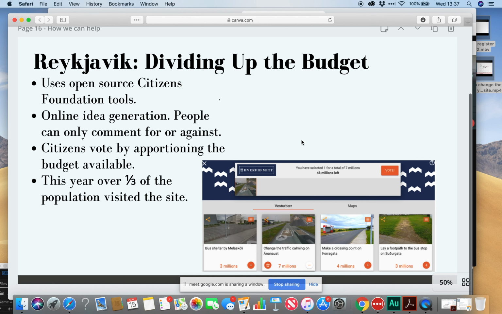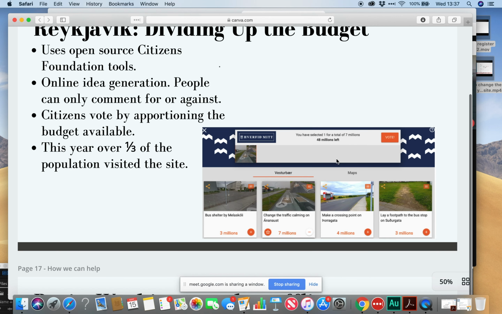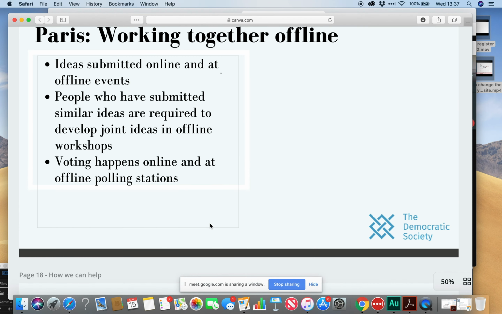They had online idea generation. That meant people could only comment for or against. I'm going to talk a little bit later about this, but there's a thing called the support phase. You can support projects before they go up for a vote, or unsupport or dislike projects that they don't feel are feasible enough. Here citizens can vote by apportioning the budget available, which is what I spoke about, until all the money is used up. And this year, over 1/3 of the population of Iceland visited the site. That's a lot more than usual.